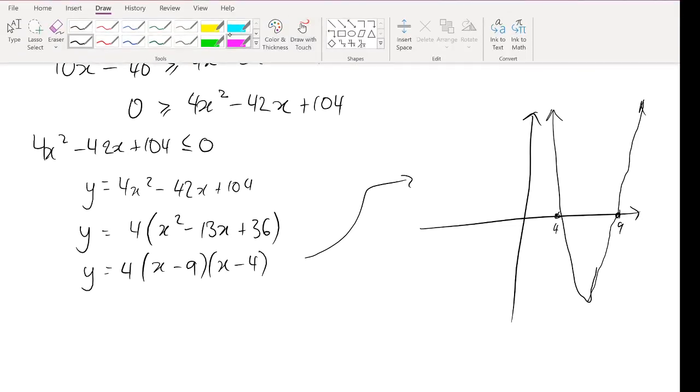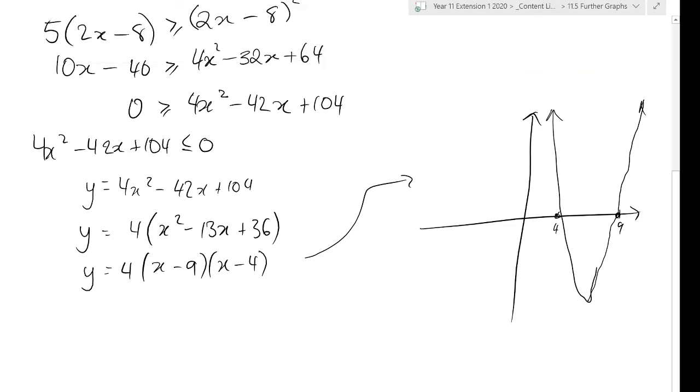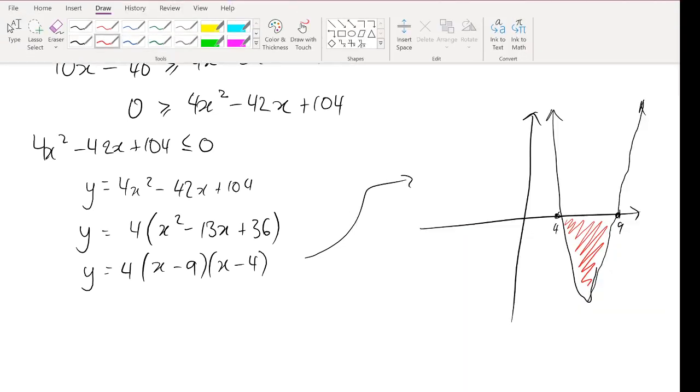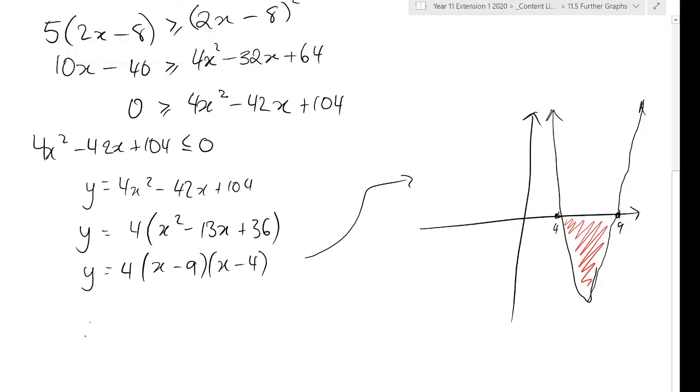I'm looking for the values where my function up above, 4x squared minus 42x plus 104, is less than or equal to 0. Or in other words, where is it below the x-axis? And we can see that in between 4 and 9, it's going to be below the x-axis. So therefore, the values of x that make the above inequality true are when x is between 4 and 9, including 9 but not including 4. Now, why is it not including the 4?